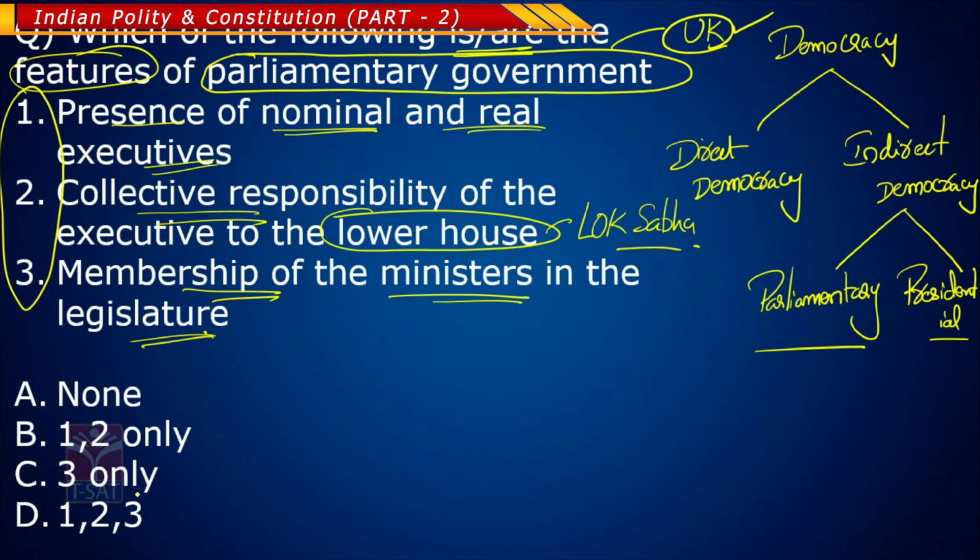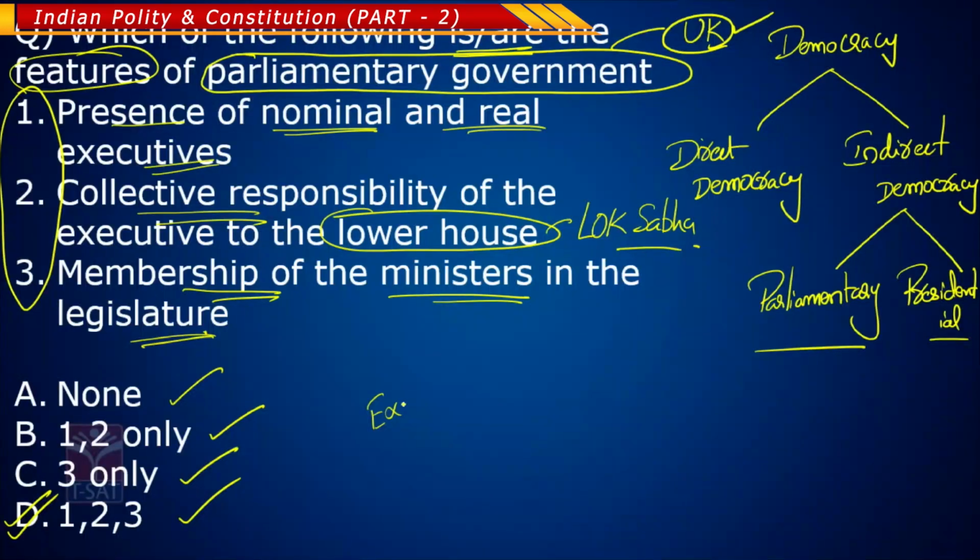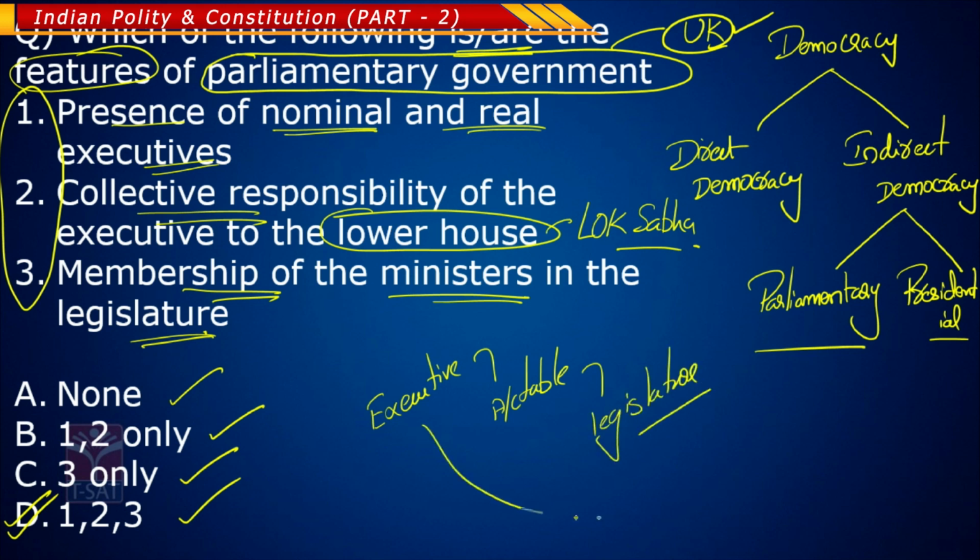Now try to guess. The options are: none, 1, 2 only, 3 only, 1, 2, 3. What is the answer? Yes, very good friends. Those who have guessed it right, answer is D. All these are the features of the parliamentary system. In the parliamentary system, the executive is accountable to the legislature and the executive is part of the legislature.